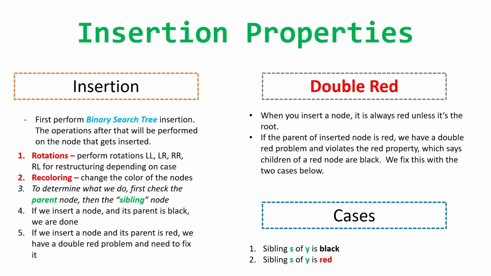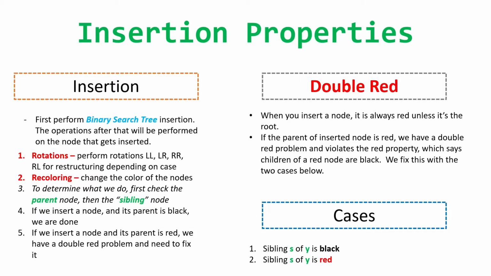Okay, so what's the double red problem? Well, the first thing is when you insert a node, it is always red unless it's the root. Then you change it to black. If the parent of an inserted node is red, we have this double red problem, and it violates the red property, the third property, which says children of a red node are black.